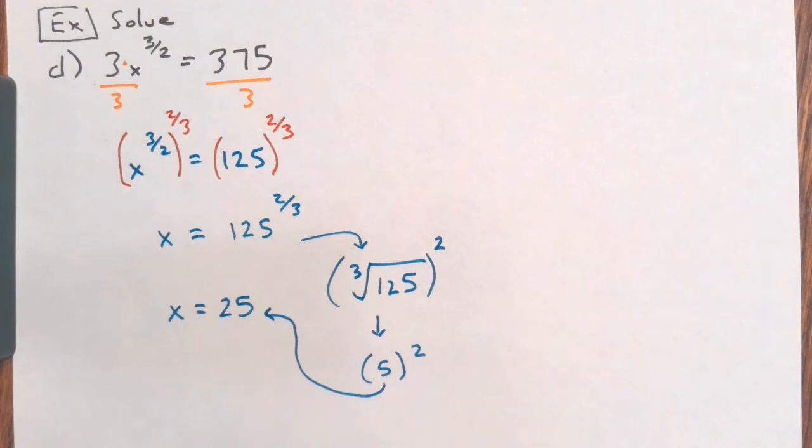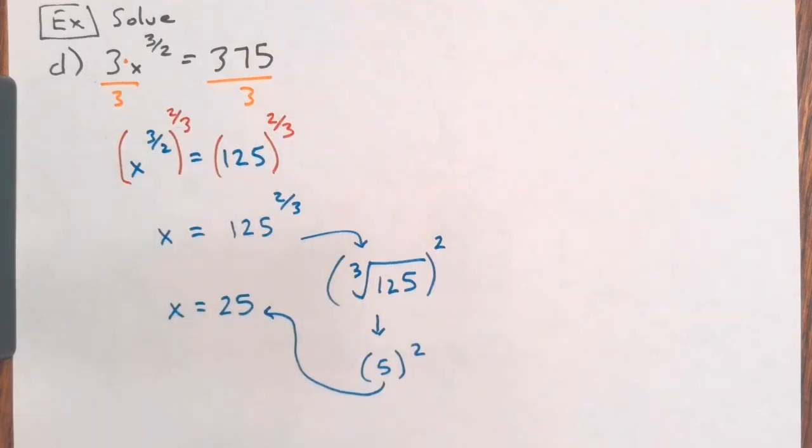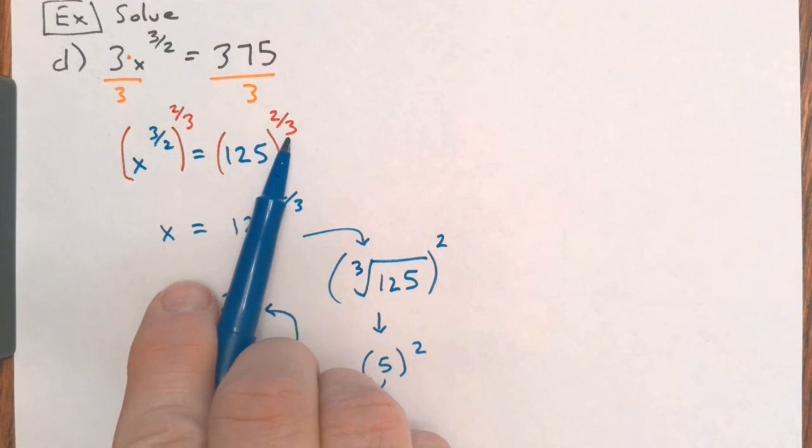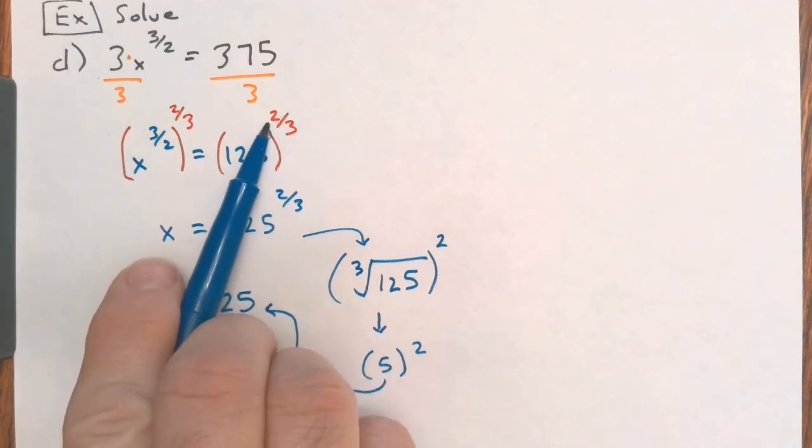When you're done solving a radical equation, you do sometimes need to check for extraneous solutions. It depends if the exponent that you raised both sides to is even or odd. And in this case, we raised both sides to the 2/3 power, which is not even or odd. So how do you determine what that looks like? Well, the bottom number is your index, so that's a cube root, and the top number is your exponent.